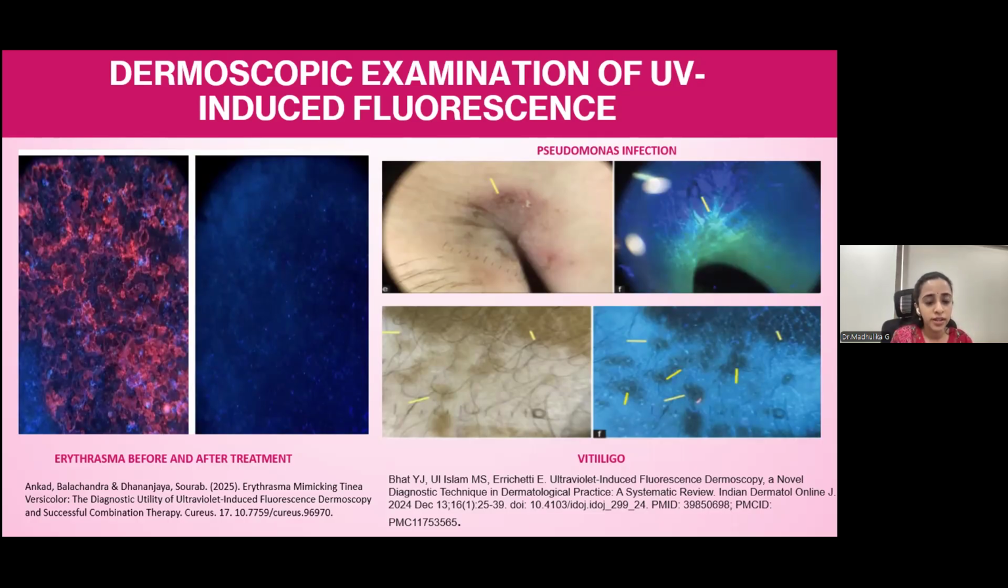The third one is in vitiligo. You see that the perifollicular pigmentation is more visible on UV light than even with polarized light. So there are n number of uses of UV light within the dermoscopy context, and this is an area that is still being studied, and new studies are being published. So I think that's something we should watch out for. Next slide, please.